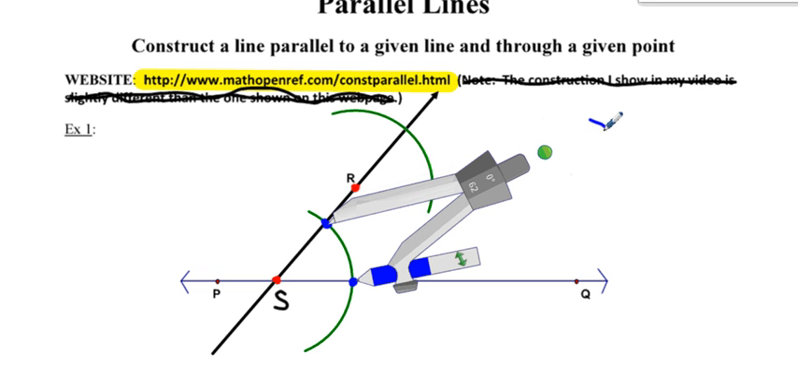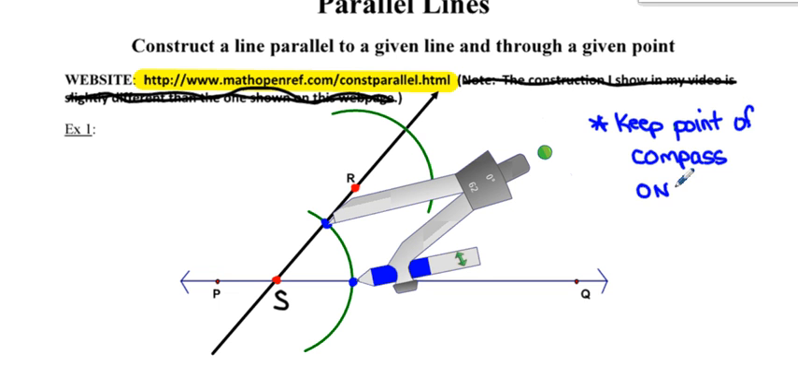So I might even pause here and leave myself a note. Keep the point of the compass on the transversal. That's really big. So when I go to copy this angle, notice where the point of my compass is. It's at the point where the green arc intersects the transversal.